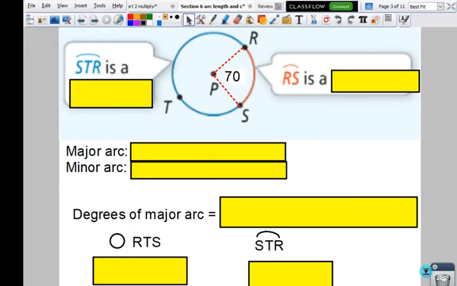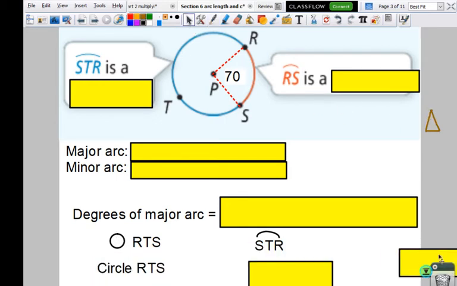Anyway, let's keep going here. A little bit more vocab. There are a couple more things. So when we look at circles, remember how when we did triangles, we did the little triangle symbol for it? Circles have a little circle symbol. So this is circle RTS. That's how you read it.